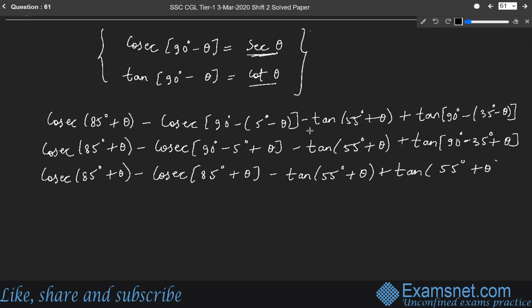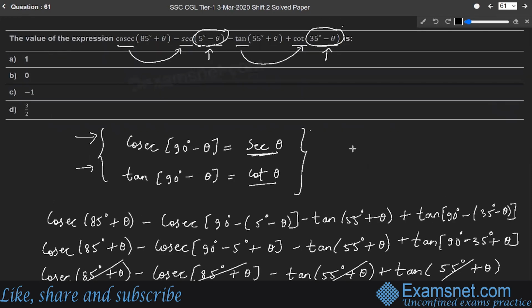You can see that cosec 85 degree plus theta minus cosec 85 degree plus theta will be 0, right? Similarly, minus tan 55 degree plus theta plus tan 55 degree plus theta will be also 0. So its value is 0. You can see that how simply we have found the value of this trigonometric expression just with the help of both these formulas. So I hope the question is clear to you. And the correct answer for this question is option B, which is 0.